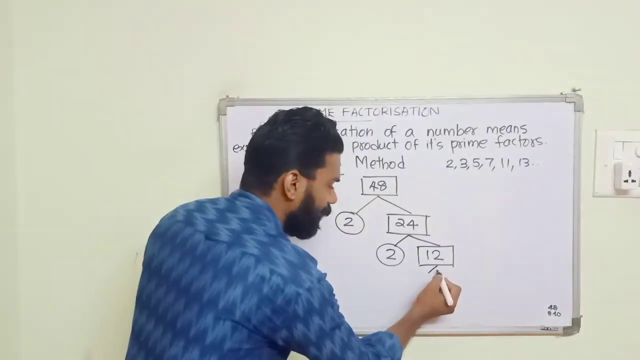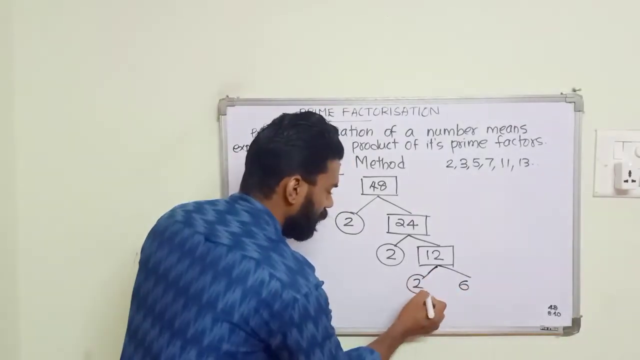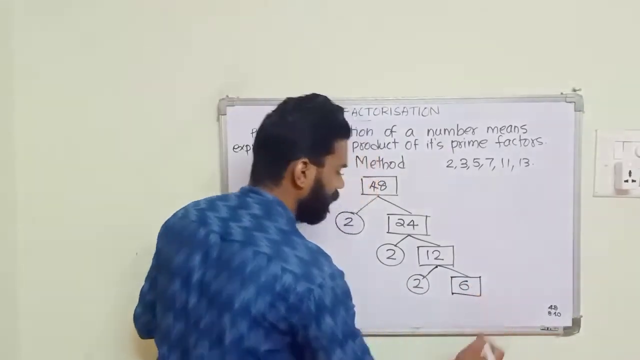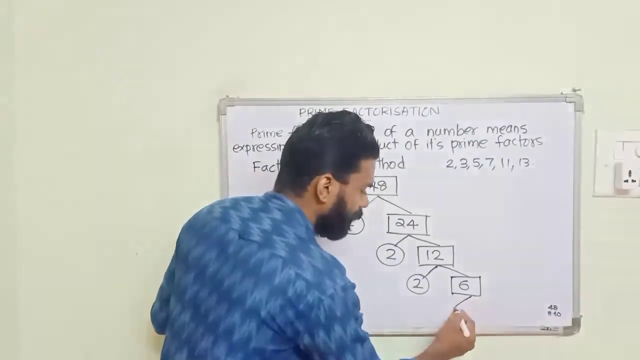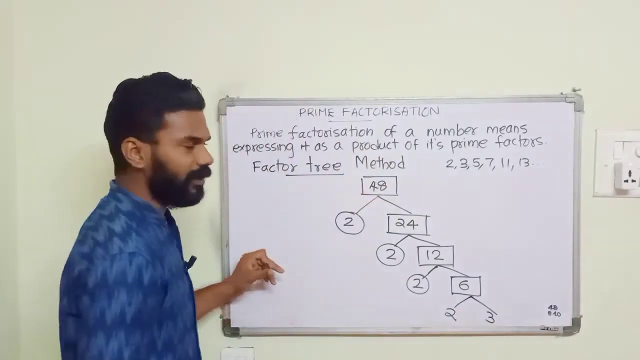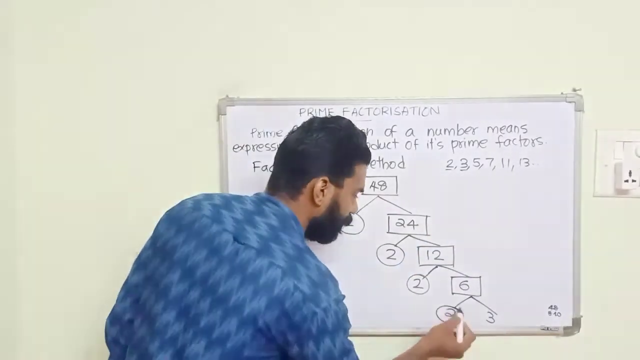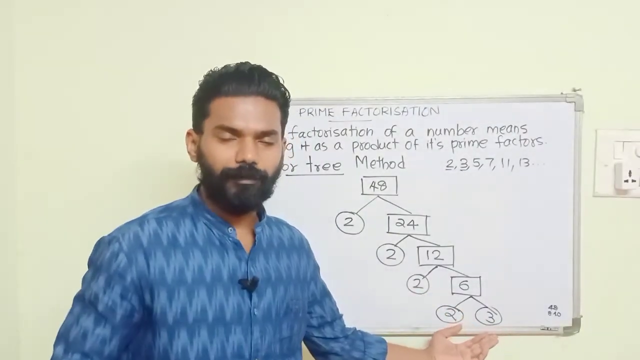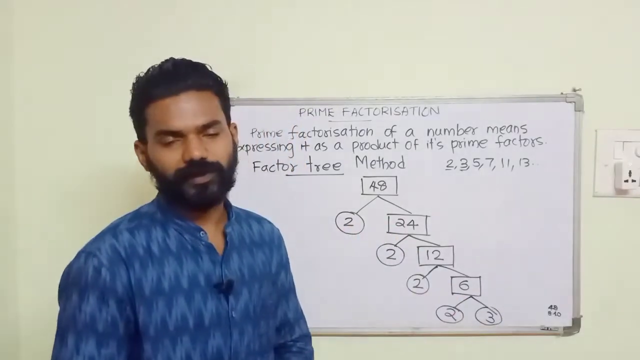This 12 can be split up into 2 into 6. 2 is prime, rounded, and 6 is composite, which is put in a rectangle. Now further you can divide this 6. It can be written as 2 into 3. Now you can see both 2 and 3 are prime numbers, so definitely they can be rounded. As there are no more composite numbers, we can stop our factorization process.